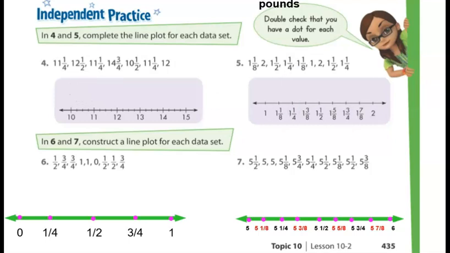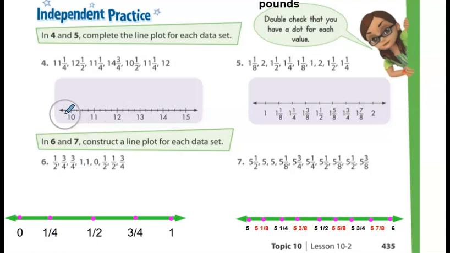On numbers 4 and 5, your line graph is already there for you to start plotting your data. You'll notice that on number 4, you have all of these little lines in between, and that's going to be very similar to this problem down here on number 6. Each of these lines in between represents a fourth. So this first line is going to be 10 and 1/4. The second line is going to be 10 and 2/4 or 10 and 1/2. And then 10 and 3/4, 11. 11 and 1/4, 11 and 1/2, 11 and 3/4, 12, and so on.